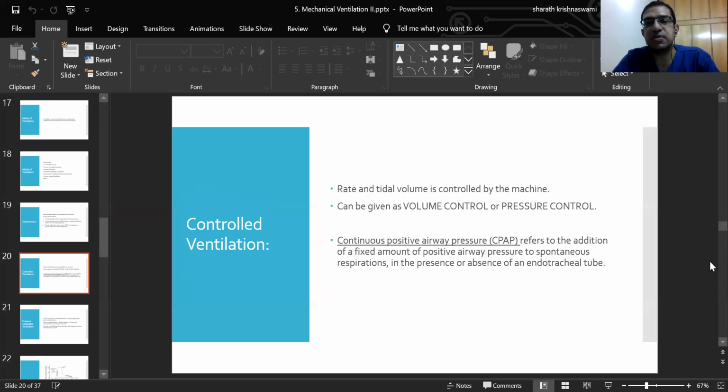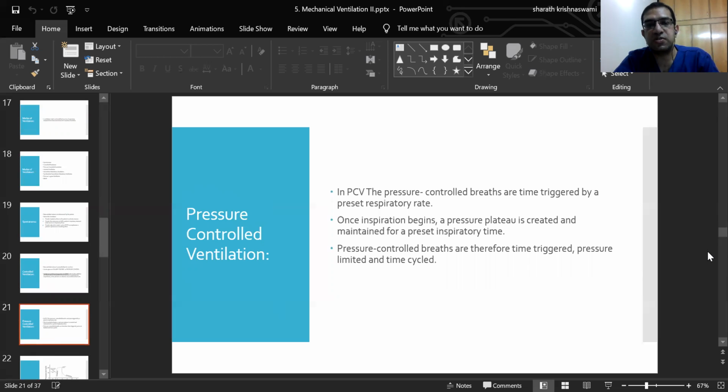Some of you must have heard about a term known as CPAP. This stands for continuous positive airway pressure and refers to the addition of a fixed amount of positive airway pressure to spontaneous respirations in the presence or absence of an endotracheal tube.